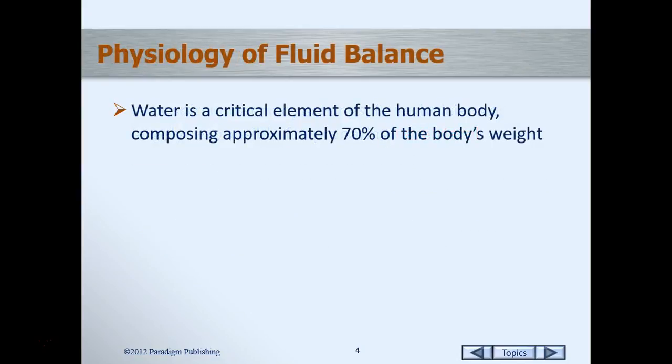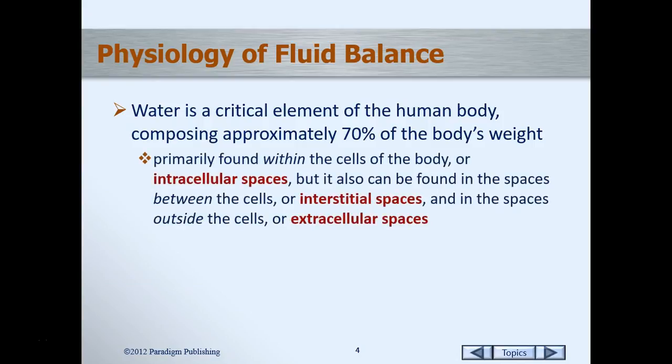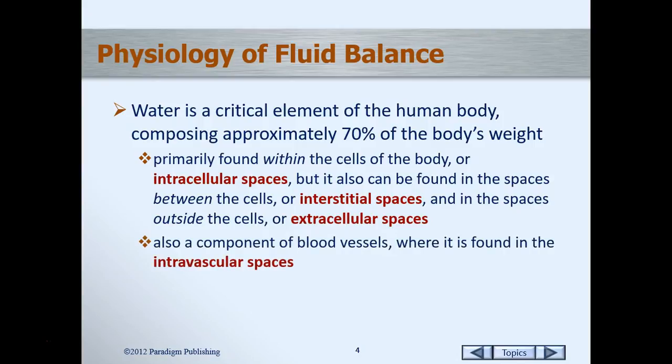The physiology of fluid balance. Water is a critical element of the human body, making up approximately 70% of the human body's weight. Primarily, it's found within the cells of the body, or the intracellular space, but it can also be in the space between cells, which is known as interstitial space, and also in spaces outside of cells, which is known as extracellular space. Also, it's a component of blood vessels, where it's found in the intravascular space. A good portion of our blood is comprised of water.